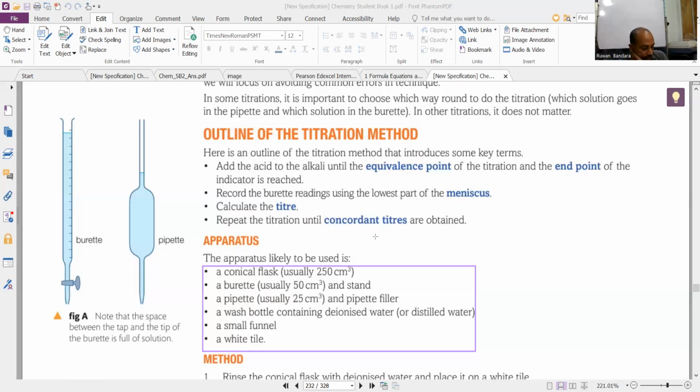That's right, sir. What's the right? White. White type. White tiles. Where? To understand the color change. Done.